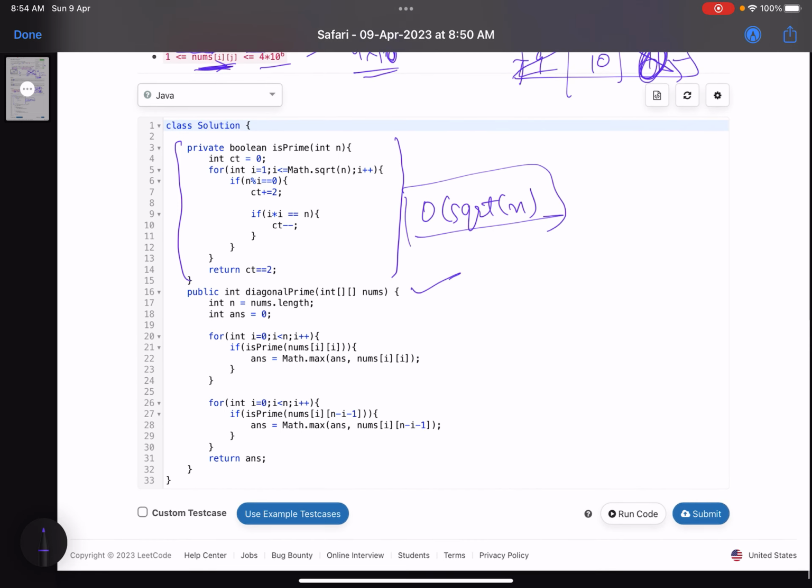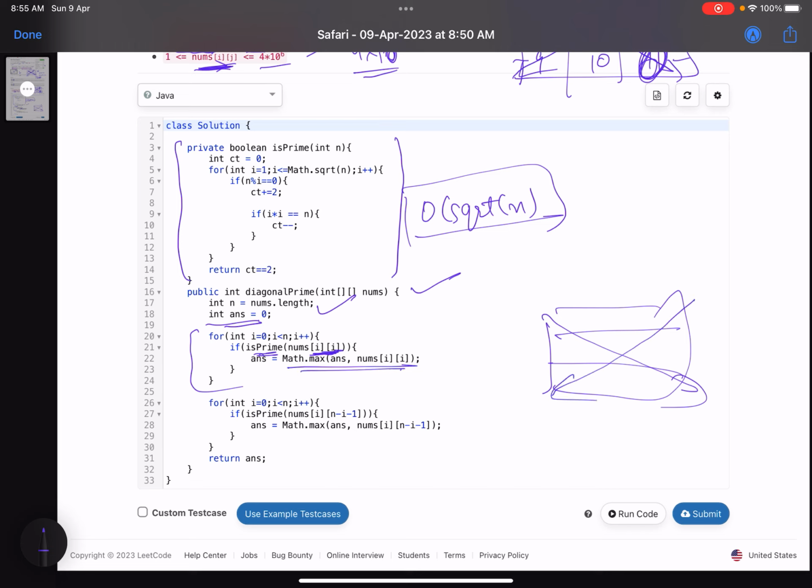So this is my main function, this is the dimension. I initialize my answer with 0 because if there is no prime number, I have to return 0. Now what I am doing, this is for the main diagonal, that means this is for this diagonal. If I check for the I comma ith number, if this is prime, then I update my answer. Similarly, I check for this diagonal here. So I, n minus I minus 1. So if that is prime, I update my answer. And I finally return my answer.